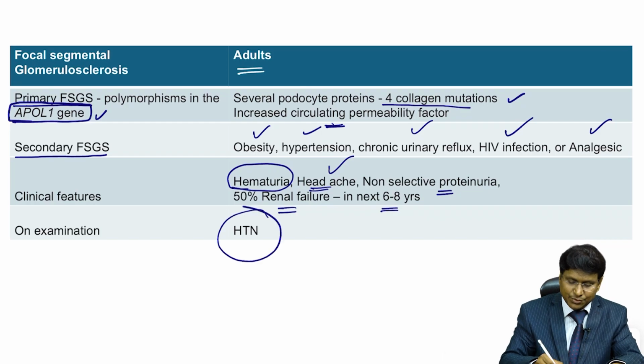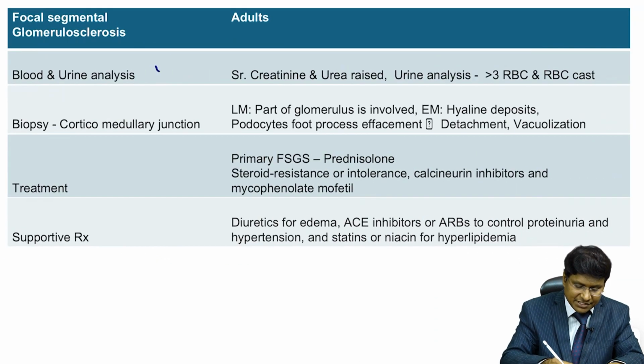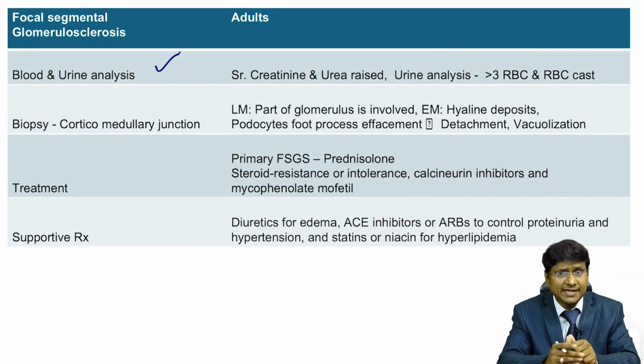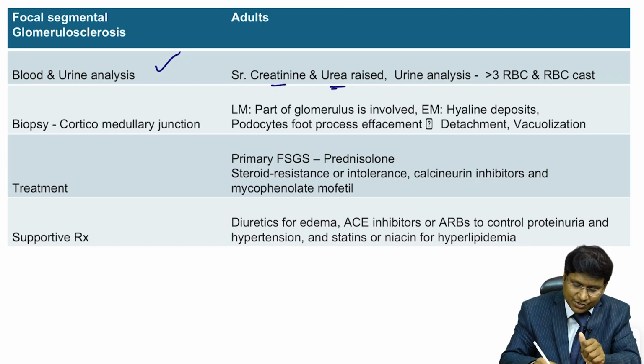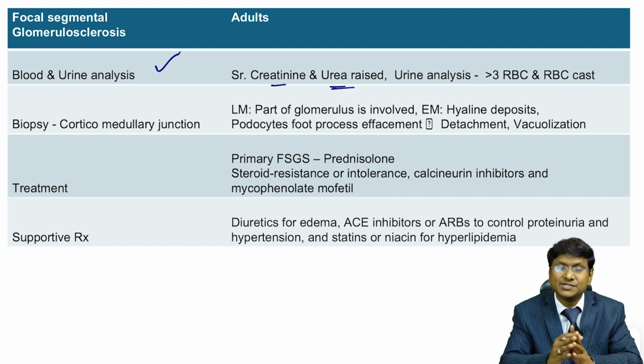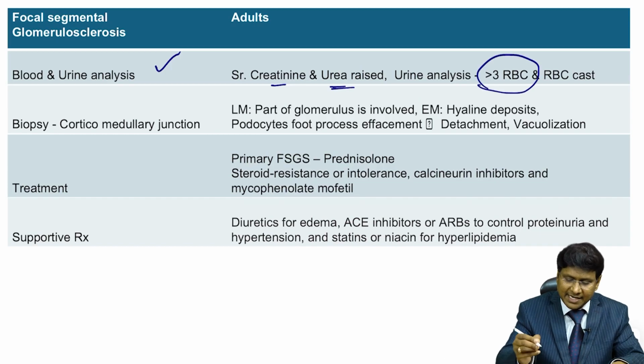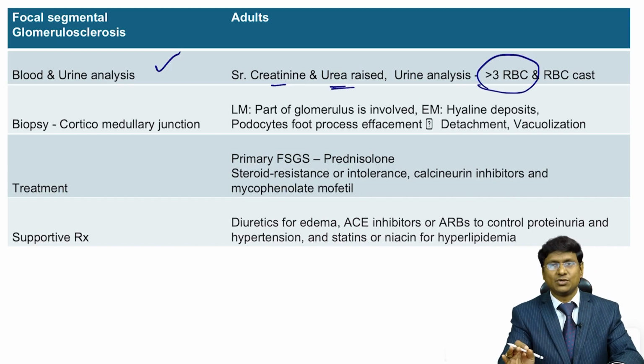On examination you will notice hypertension, and because of the hypertension there will be headache, right? When you do a workup in these patients, blood and urine analysis, the serum creatinine as well as urea are elevated. When you do a urine analysis you will notice that along with the proteins you have RBCs as well as RBC casts, and the number of RBCs will definitely be more than 3, along with RBC casts.